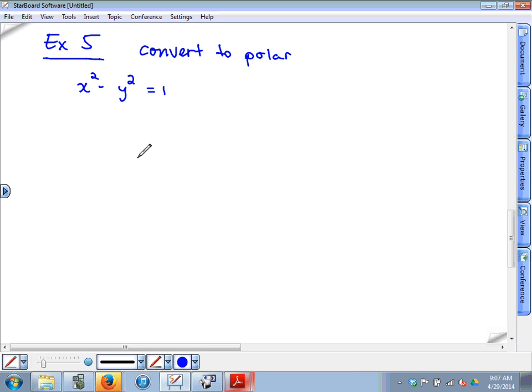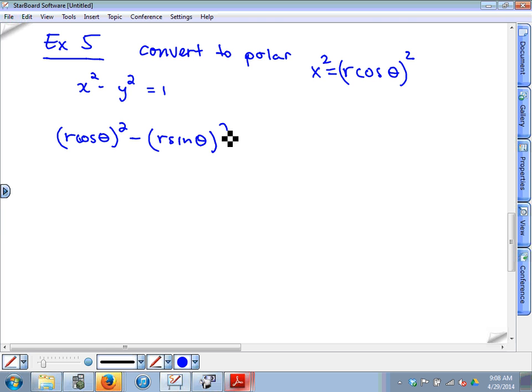Did you put like the y times cosine and just square that? That's probably what we're gonna have to do. Isn't x equal to r cosine theta? So then, what is x squared equal to? R cosine theta squared. That's what we're gonna have to do here. This is going to be r cosine theta squared minus, now, what's y equal to? R sine theta squared, and that equals 1.